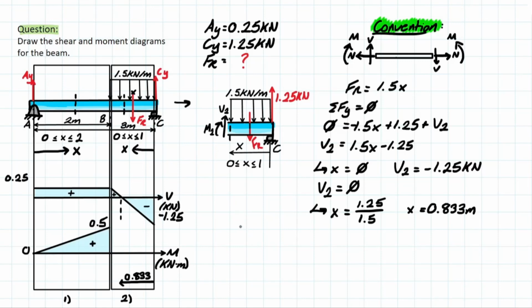So how are we going to do that? We're going to do it just as we normally would. We are going to take first our summation of moment at section 2 equal to 0, considering our convention, obviously. And we have a similar problem as before. Considering this point, we have the FR creating a clockwise rotation, meaning that's going to be negative. And we solve for FR as 1.5x from previous.